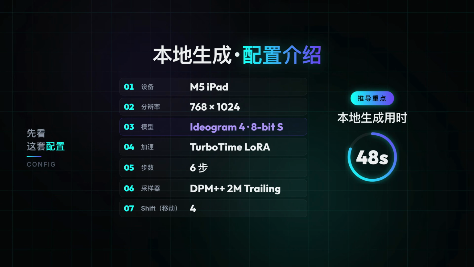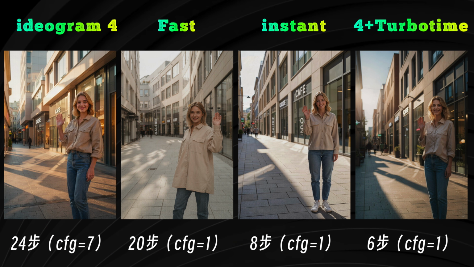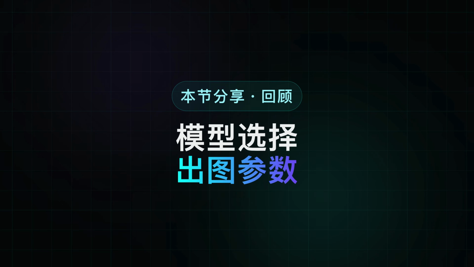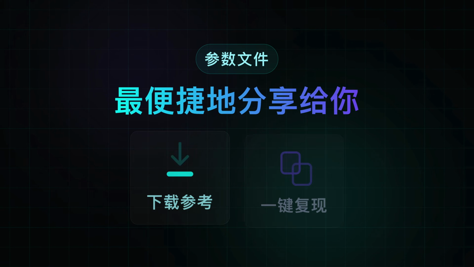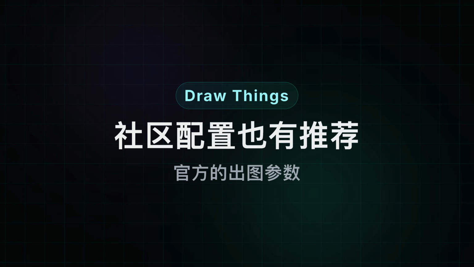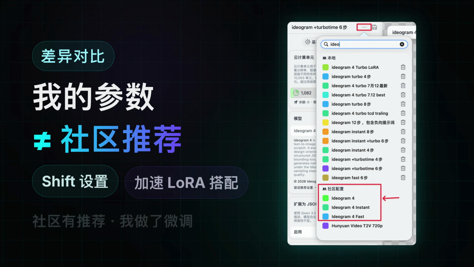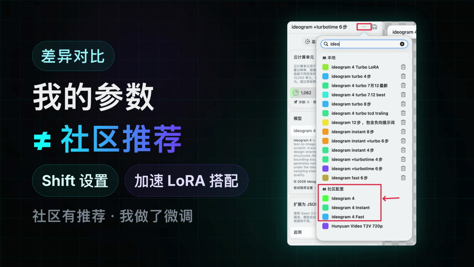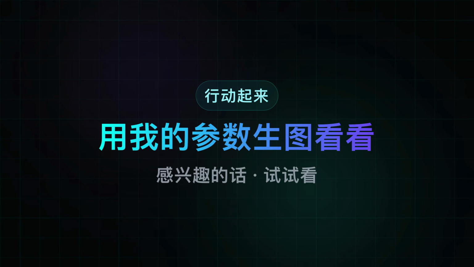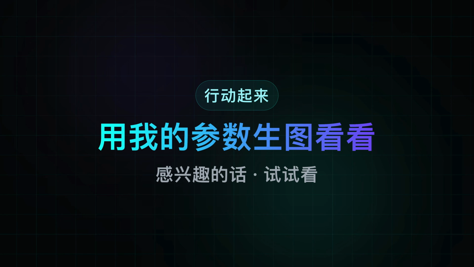However, I also noticed something while using the Turbo Time LoRA. This LoRA makes the overall image appear darker. You can clearly see this difference from the comparisons, and whether you can accept this style depends on your personal preference. Above is my sharing about model selection and generation parameters. I will provide these parameter files for you guys to download and use as references in the most convenient way possible. Of course, these generation parameters are also recommended in the DrawThings community configurations. My parameters are slightly different from the community recommendations, mainly in terms of shift settings and the combination of acceleration LoRA. If you are interested, you can try generating images with my parameters and see the results.